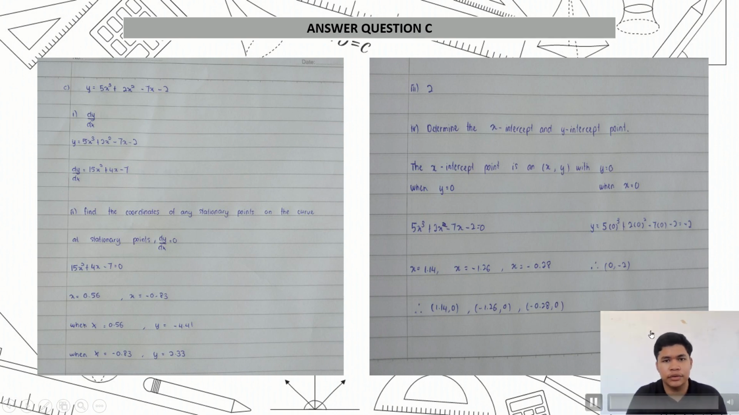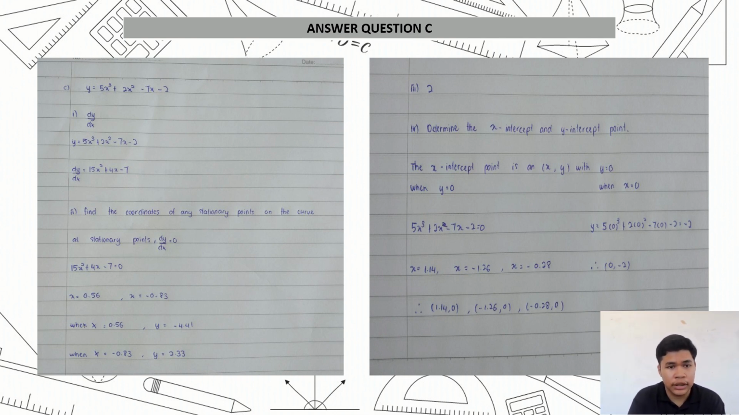Alright, for the first question, question C. Use differentiation to find the expression for dy over dx. y equals 5x cubed plus 2x squared minus 7x minus 2. Differentiating, and the answer dy over dx equals 15x squared plus 4x minus 7.